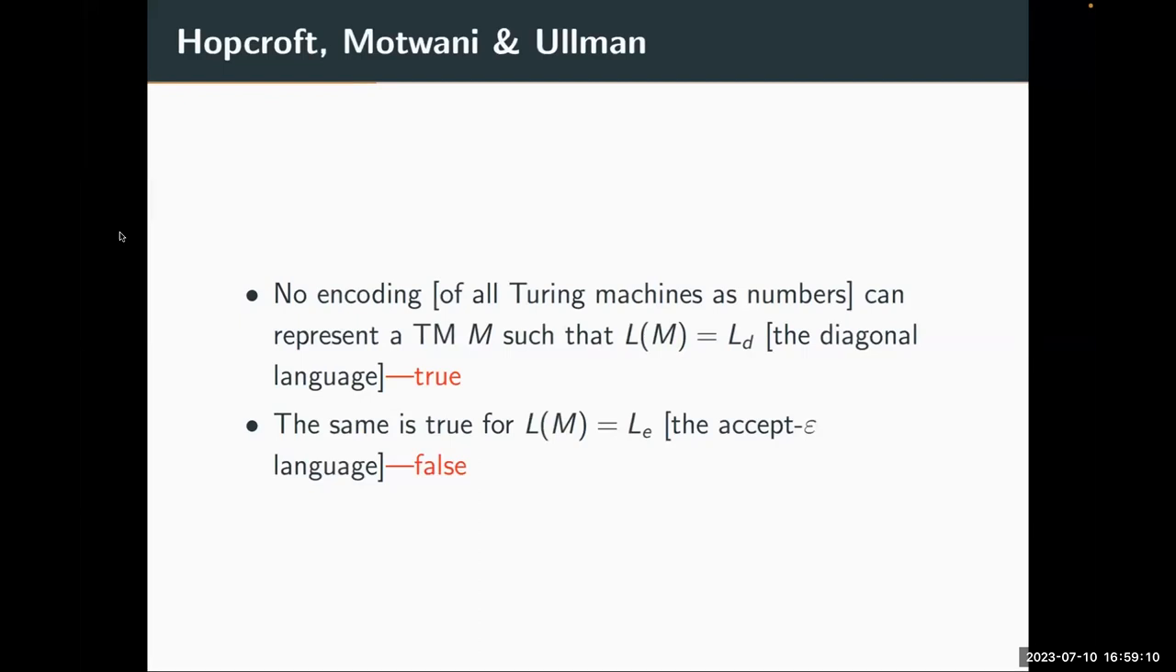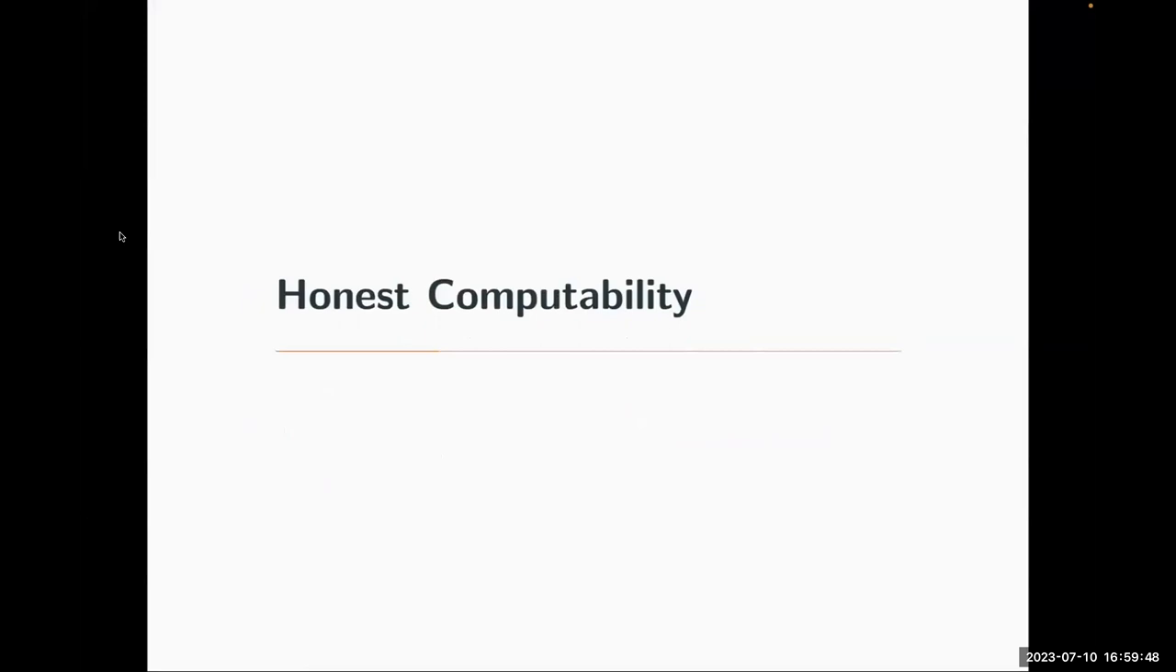Okay, so depending on what kind of problem it is, the representation might matter or not. So here is a very popular textbook, which says no encoding of a Turing machine is going to represent a Turing machine so that you can solve this question in the diagonal language: does the machine halt on the string that represents itself? That's true, no encoding can. But where it says later on in the exercise that the same is true for the empty tape, whether the machine accepts nothing or accepts the empty tape, that's false. That problem does depend on how you represent the machine. So one needs to be careful in such questions.